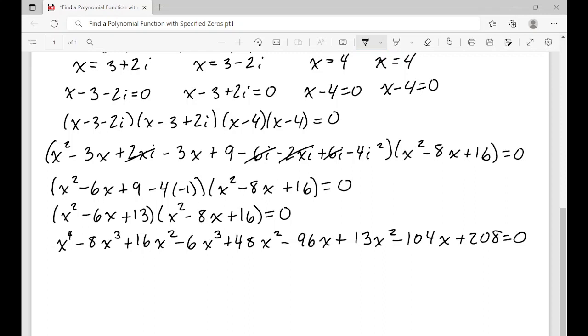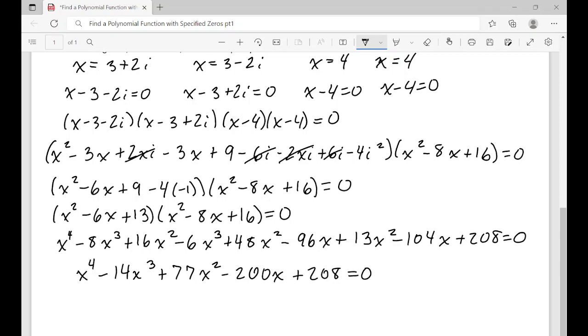Finally, combining like terms, x to the 4th minus 14x cubed plus 77x squared minus 200x plus 208 equals 0.